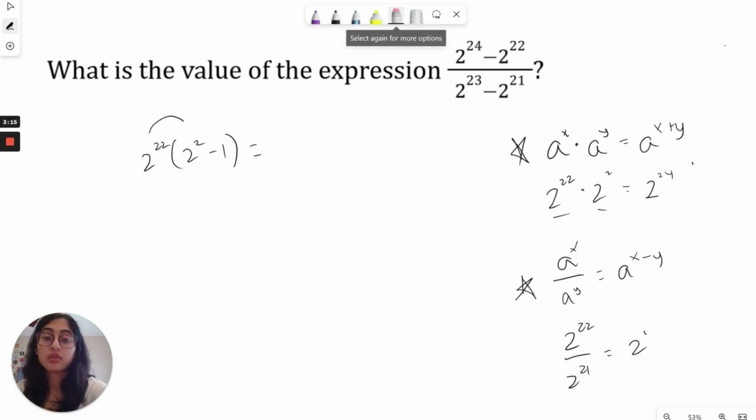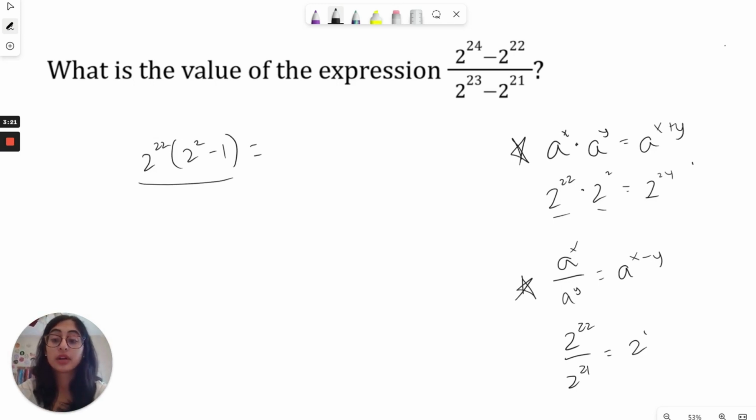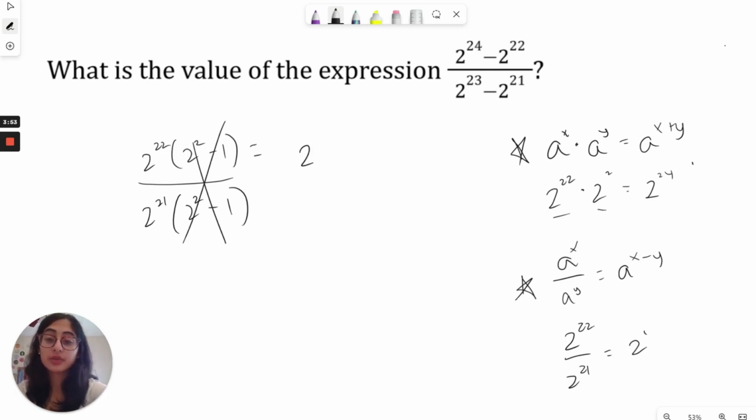Okay, so next, let's do the same thing to the denominator. The denominator is 2 to the 23rd minus 2 to the 21, so the greatest common divisor of both those terms is 2 to the 21. And so when we factor that out, we get 2 squared, because 23 minus 21 is 2, so we have 2 squared, minus 1. And so what's pretty nice is that we can see that there's something that's on both the numerator and denominator. And that's these two right there. They cancel out. So we're left with 2 to the 22nd over 2 to the 21st.